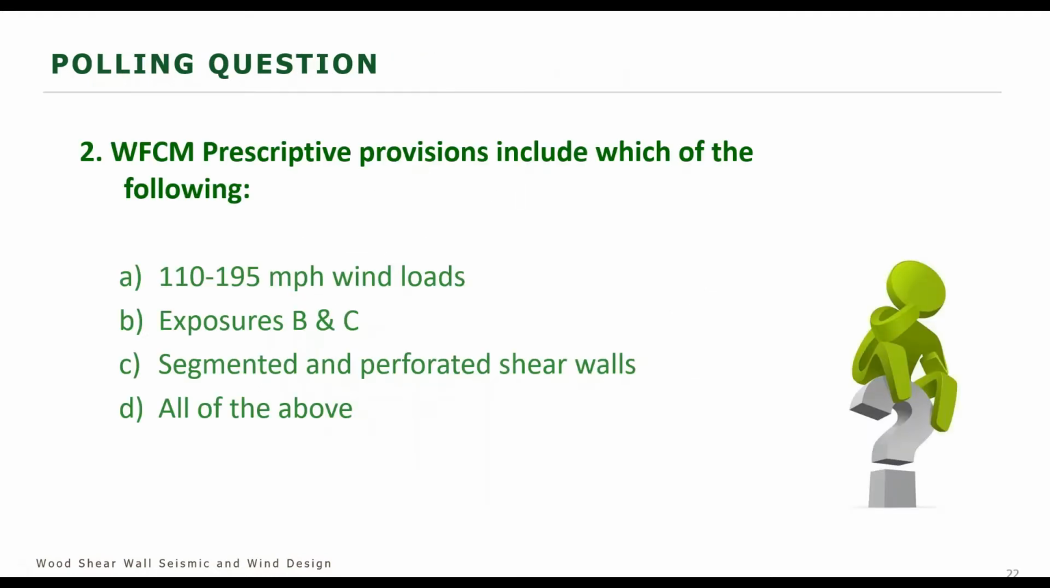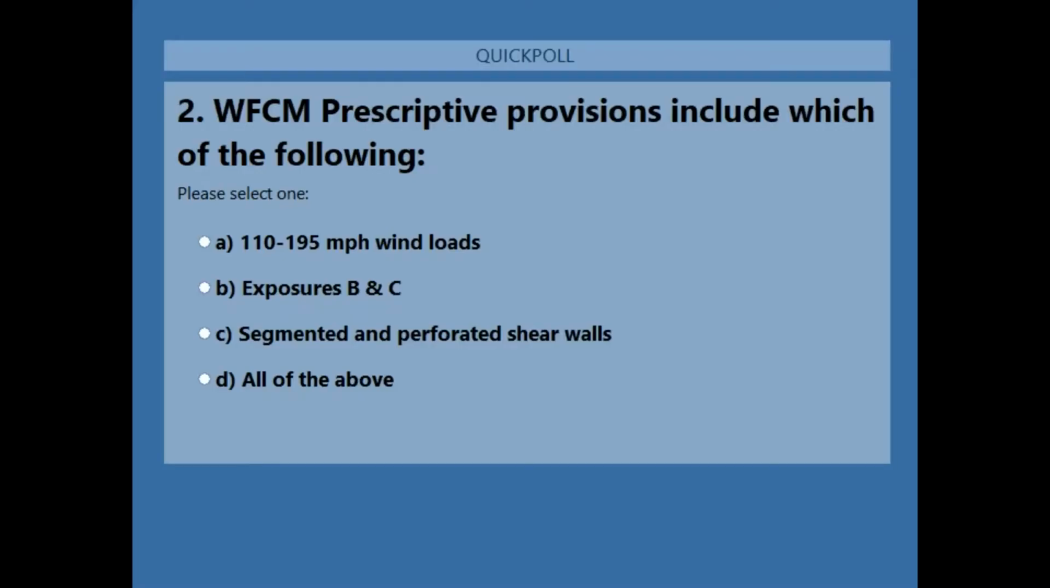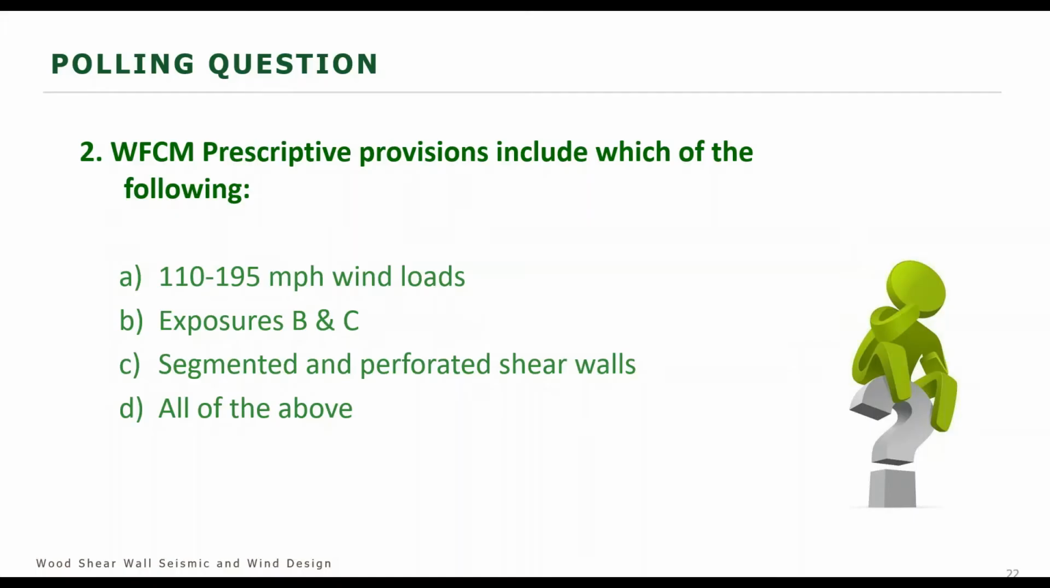So here we have our second poll. So I'll let Marcy go ahead and launch that. Yes, indeed. All right, so WFCM prescriptive provisions include which of the following? 110 to 195 mile per hour wind loads, exposures B and C, segmented and perforated shear walls, or all of the above? The answer is all of the above. So we had nearly everybody get that, so that's great. All right, and we'll keep rolling then.